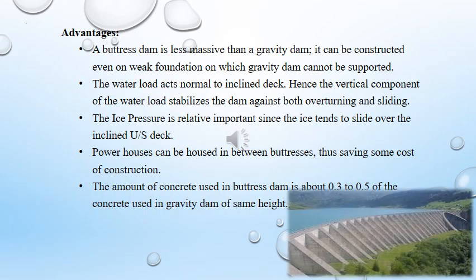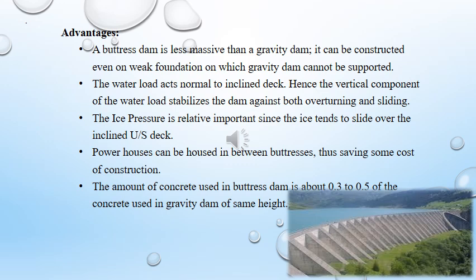The advantages of buttress dams: the buttress dam is less massive than gravity dams. It can be constructed even on weak foundation on which a gravity dam cannot be supported. The water load acts normal to the inclined deck. Hence, the vertical component of the water load stabilizes the dam against both overturning as well as sliding.